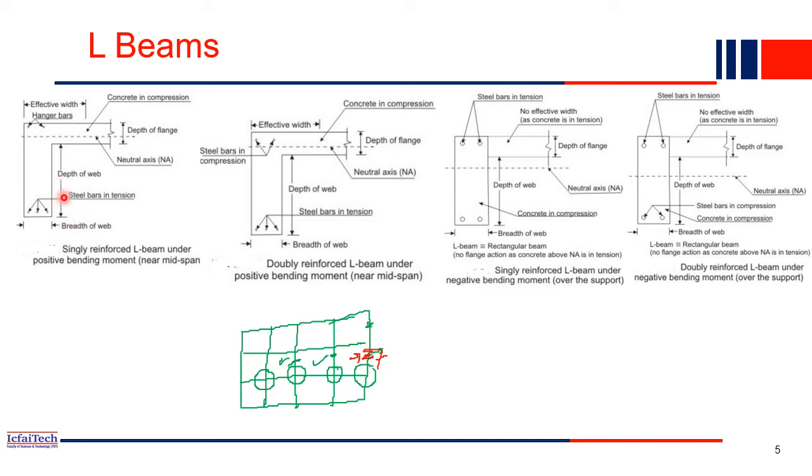Same process: singly reinforced at mid span, doubly reinforced over the support. Now you understood, right? So when it is over the support or near the support, you will find the top fiber is subjected to tension, whereas the bottom fiber is subjected to compression. I hope the concept is clear here. So these are the L beams.